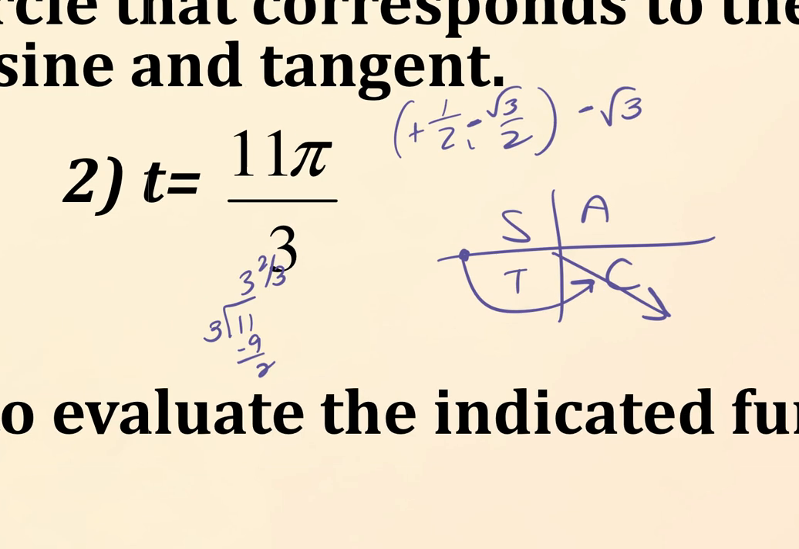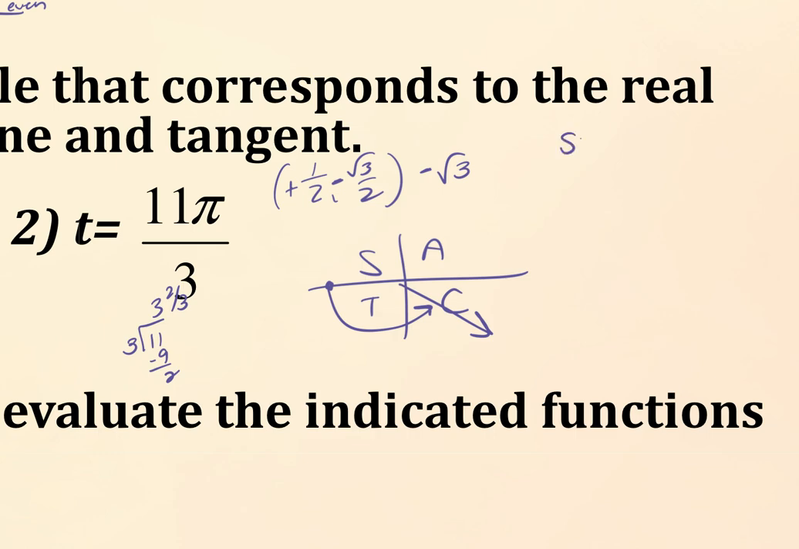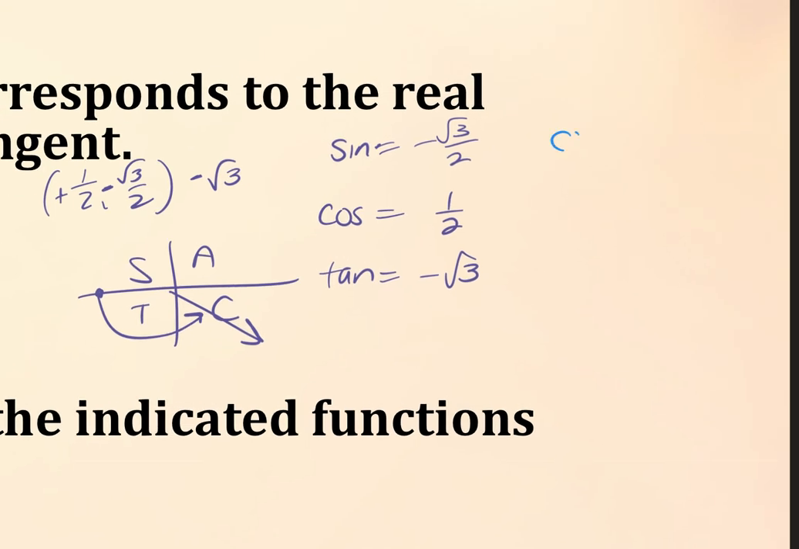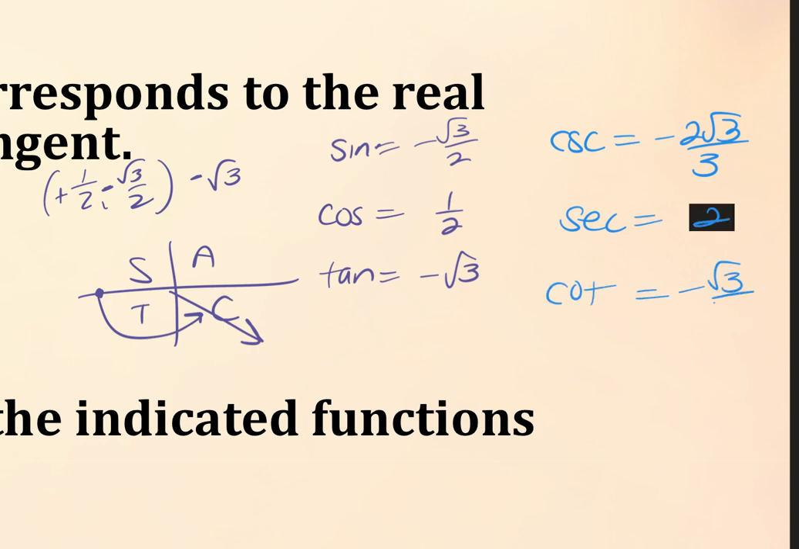would be negative. So I know sine, negative root 3 over 2, cosine, 1/2, tan, negative root 3. If it had asked for it, this didn't, but the quiz will. Cosecant negative 2 root 3 over 3. Secant 2, cotangent negative root 3 over 3.